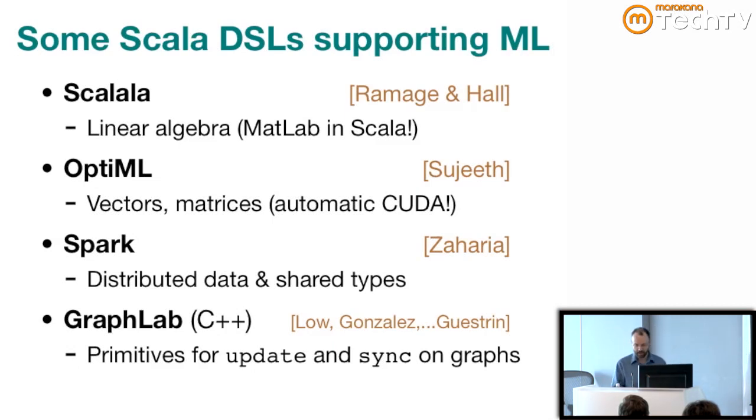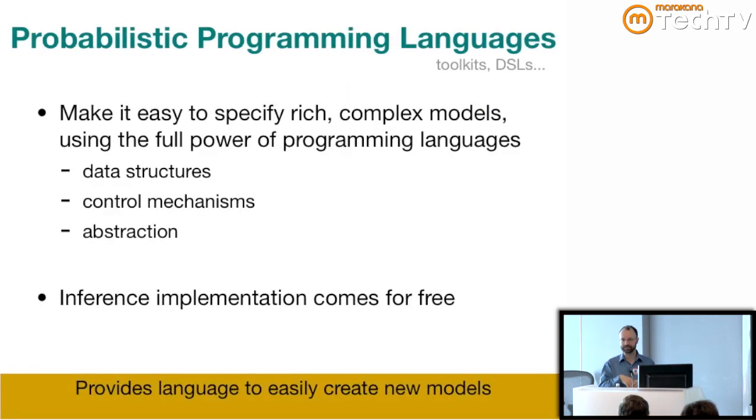do inference on them. A number of people have been concerned with this issue, and there is a rising interest in the community. It's this notion of probabilistic programming languages. These are languages or DSLs that make it easy to specify a really rich, complicated probabilistic model, and then use the full power of the kinds of things we're used to having in deterministic programming languages: nice data structures, control mechanisms, abstractions that help us with probabilistic models.